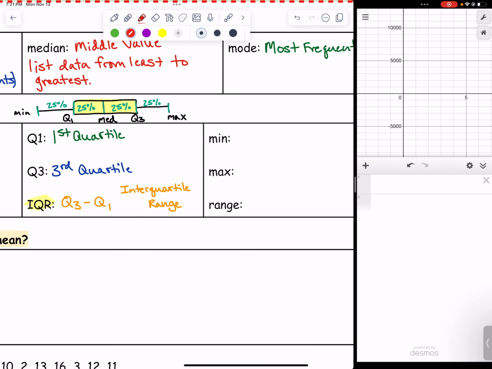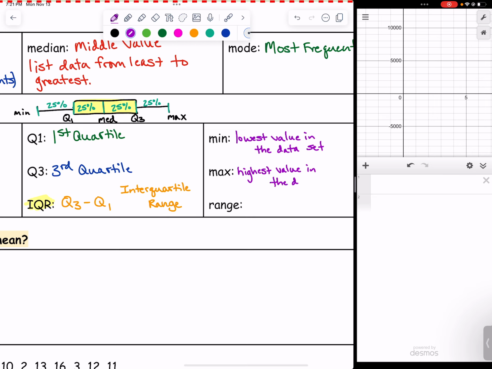The minimum is the lowest value in your data. Let me grab my pen. That is the lowest value in the data set. So I'm sure you can predict the maximum is the highest value in the data set. And the range is the maximum minus the minimum. That gives you your range.